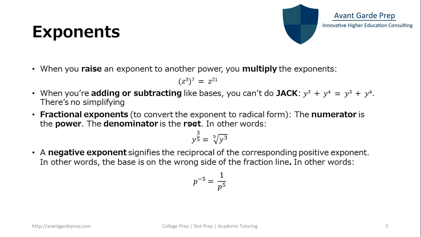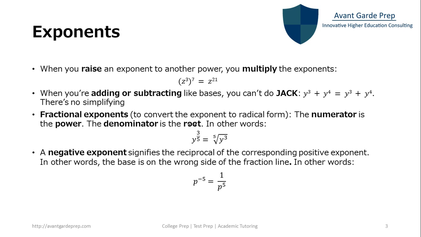To convert fractional exponents to radical form, the numerator becomes the power, and the denominator becomes the root. As you can see in this problem, y to the 3/5 equals the 5th root of y cubed. The base stayed the same, the numerator became the exponent under the radical, and then the denominator became the root.